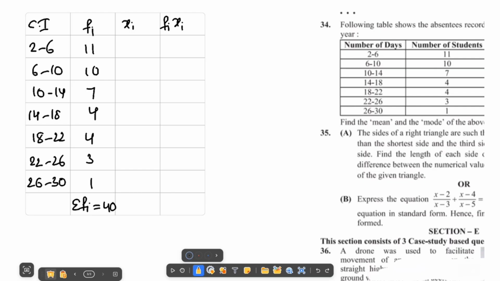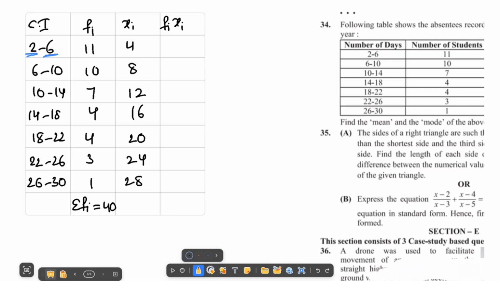And now the Xi values, the average of lower limit and upper limit. For the first class interval, the lower limit is 2 and the upper limit is 6, 2 plus 6 is 8, 8 by 2 is 4. Each class size is 4, so you can add 4: 4 plus 4, 8, 8 plus 4, 12, plus 4, 16, plus 4, 20, plus 4, 24, 28.